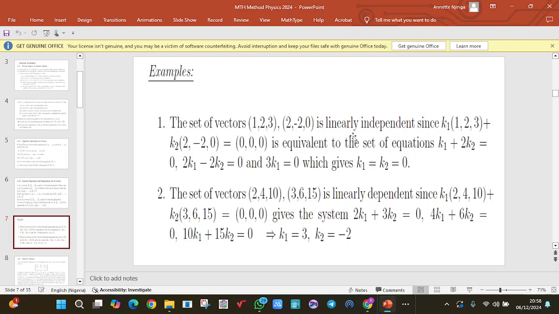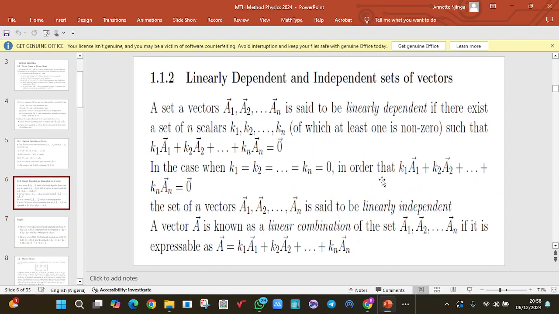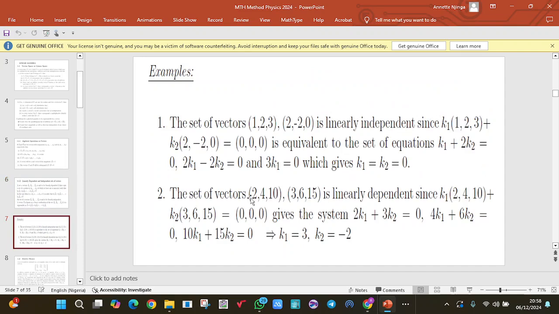Are we together? Yes, sir. That means they are linearly independent if the k's are equal to 0. If all these k's are equal to 0, then the vectors are linearly independent. But if we say they are linearly dependent, then the k must not be equal to 0. So if you see this one now, show that they are linearly independent. In this case, when you solve it, you realize that k is equal to 3, k is equal to minus 2. So they are linearly dependent on each other.